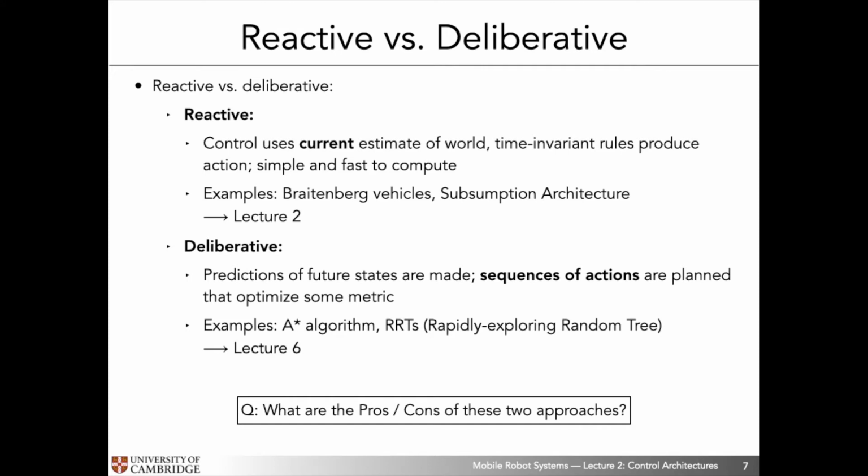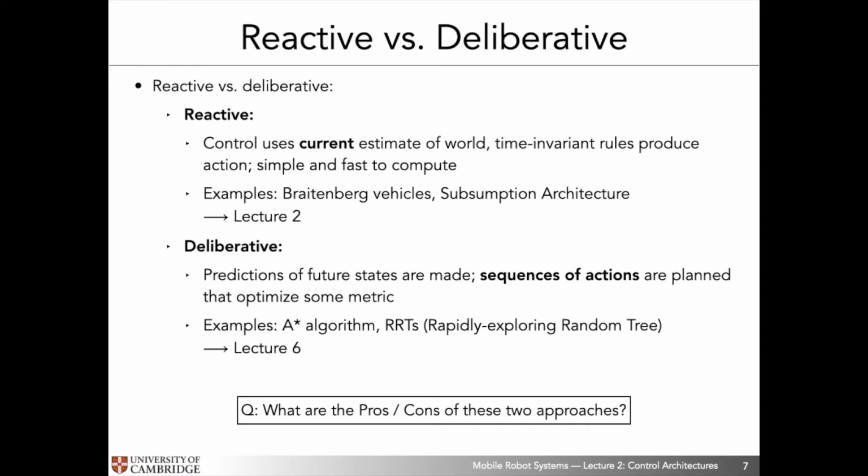So now I just want to touch again on the topic of reactive versus deliberative control and summarize the differences of these two different approaches before we deep dive into the reactive paradigms, a couple of the reactive control paradigms. So in reactive control, the control uses a current estimate of the world, where we have time invariant rules to produce an action that is simple and fast to compute, right? And today we'll be focusing on exactly this paradigm, and I'll be introducing to you two different main reactive paradigms, so Braitenberg vehicles and a subsumption architecture.